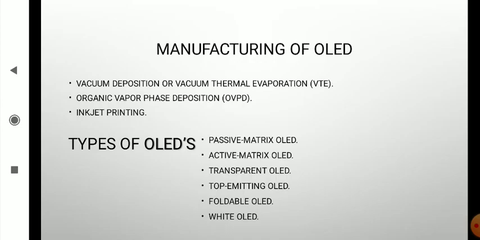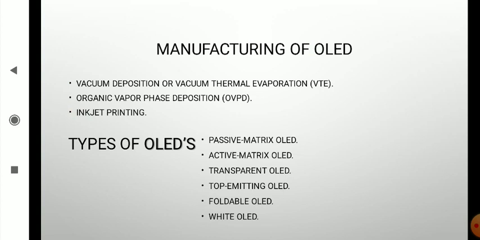Now, manufacturing of OLED. It is manufactured using three different processes that are used in industrial environments. That is, vacuum deposition or vacuum thermal evaporation, VTE, organic vapor phase deposition or OVPD, and inkjet printing, which uses piezo inkjet printers to print organic polymers at nanoscale.